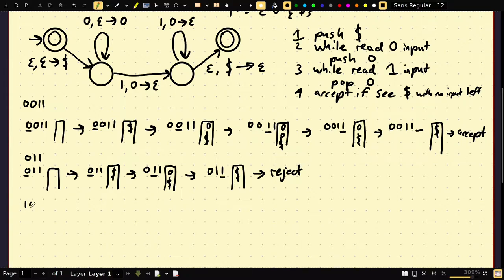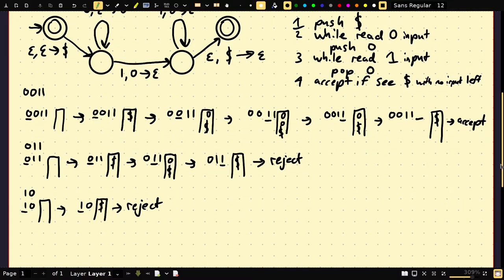Similarly, let's do one more. Let's just do 10. We're going to have 10 in the input. We're going to push the canary, so it's going to be 10 again. Now we're at this state. We see a 1, and there's no zeros at the top of the stack, so we can't take this transition. So we just immediately reject. That's what a view of the execution of this looks like, and we accept if we end in an accept state after we're done.